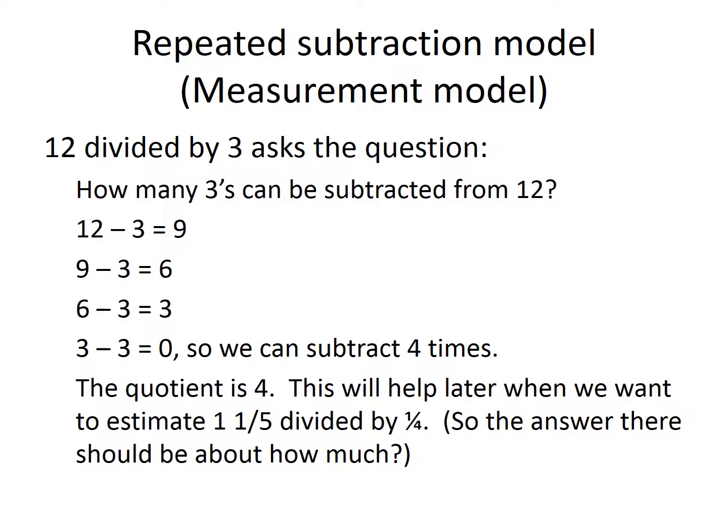The repeated subtraction model is also called the measurement model, and this one will be very useful when we get to fractions and also here. So 12 divided by 3 asks the question, how many 3's can be subtracted from 12? So I take 12, I take off a 3, I get 9, take off another 3, I get 6, take off a 3 a third time, I get 3, take off 3 a fourth time, I get 0. So I subtracted 3 exactly 4 times. That means the quotient is 4.